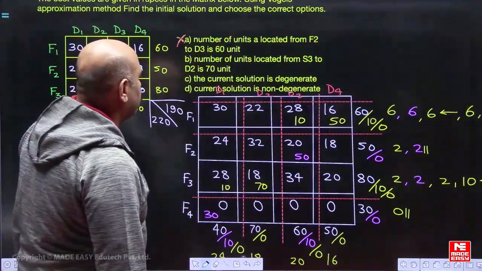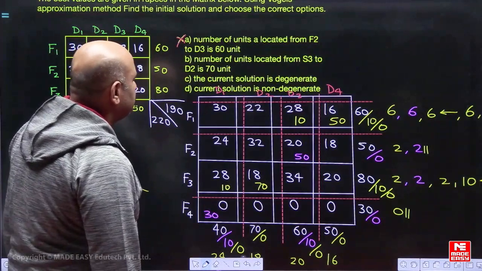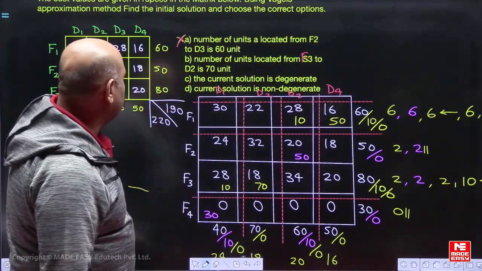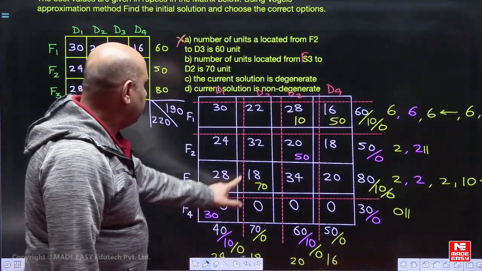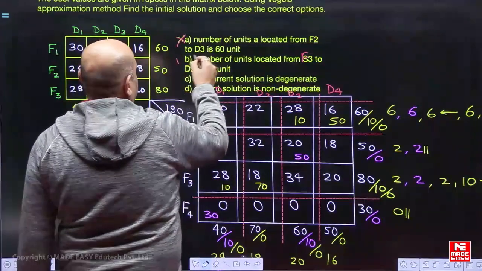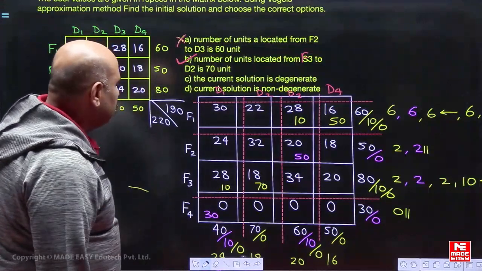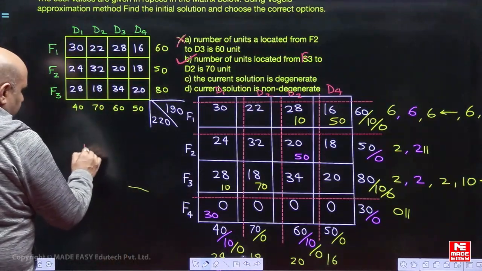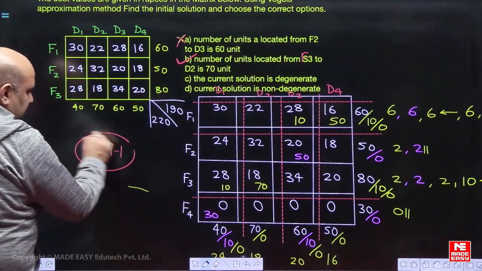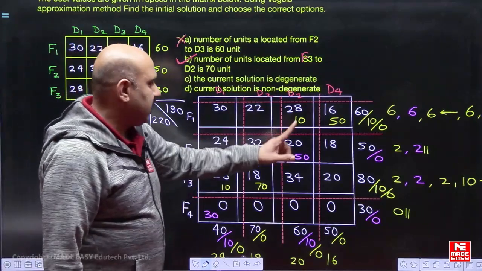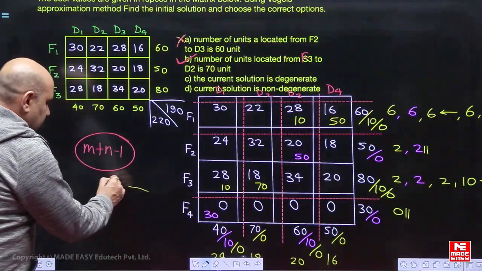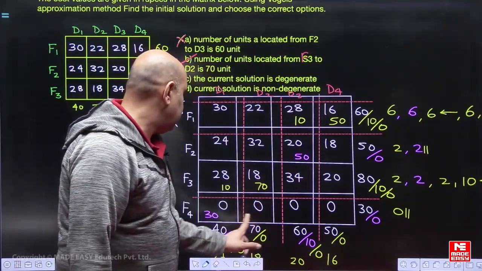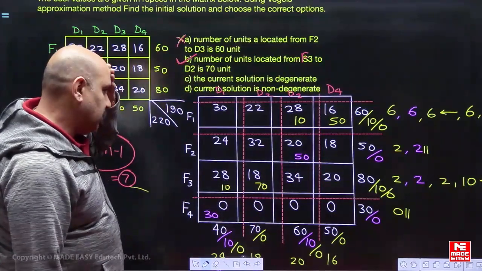Then number of units allocated from F3, maybe it is S3 not, it should be F3. Supply 3, that is factory 3, F3 to D2 is 70. F3 to D2 70, that is correct one. B is correct. The current solution is degenerate. See, if the number of allocations is less than m plus n minus 1, the solution is termed as degenerate. Now here 4 plus 4 is 8, minus 1 is 7 allocations should be required. For non-degenerate, 7 required, but see 1 2 3 4 5 6 allocations are there. Of course the current solution is degenerate.